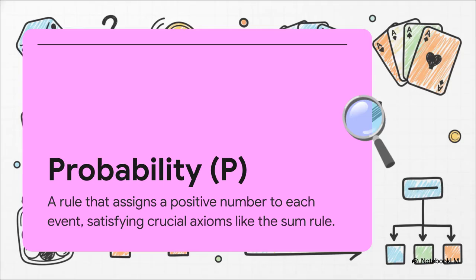And the last piece of the puzzle is probability itself. It's really just a rule, a way of assigning a number between 0, meaning impossible, and 1, meaning it's a sure thing, to any event. One of the most important rules is the sum rule. It basically says if 2 events can't happen at the same time, the probability of one or the other happening is just their individual probabilities added right together.